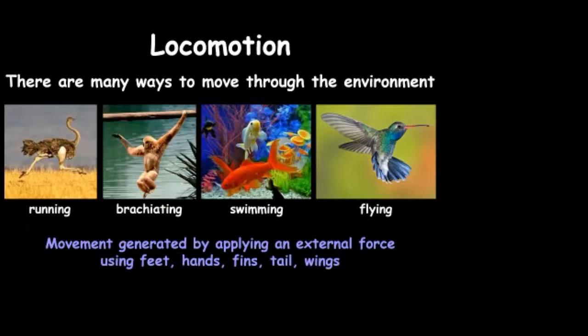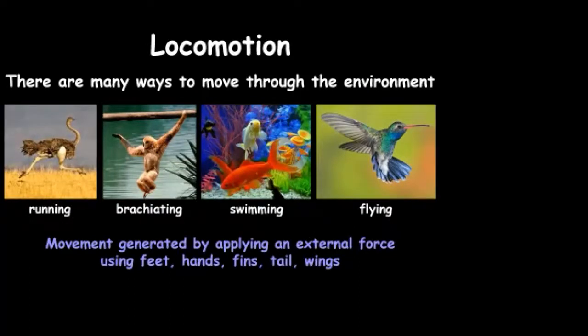So if we look at the pictures from left to right, on the left we have a photograph of running, and in this case the feet are going to push against the ground to generate the forces necessary for locomotion. In the second picture we see an animal brachiating, which means swinging from its arms, usually swinging through the trees, and in this case the hands are exerting a force against this log in order to move through the environment.